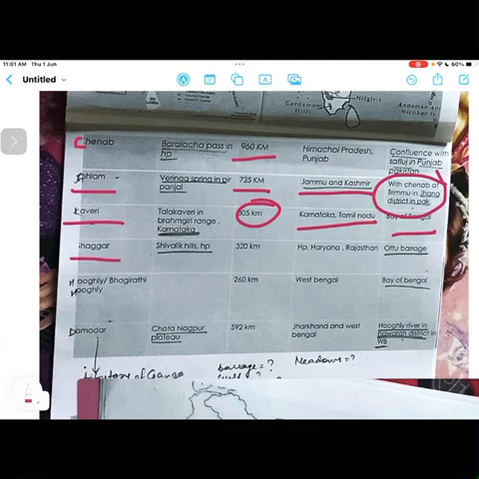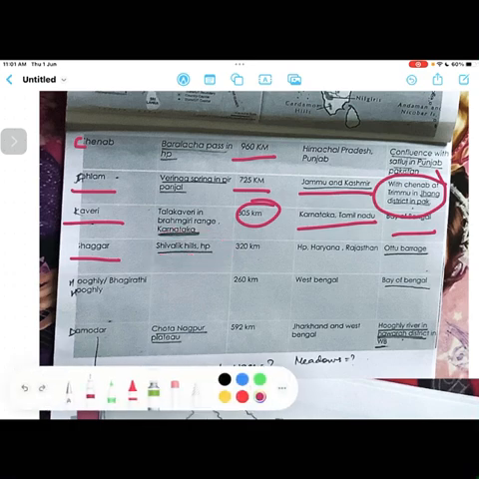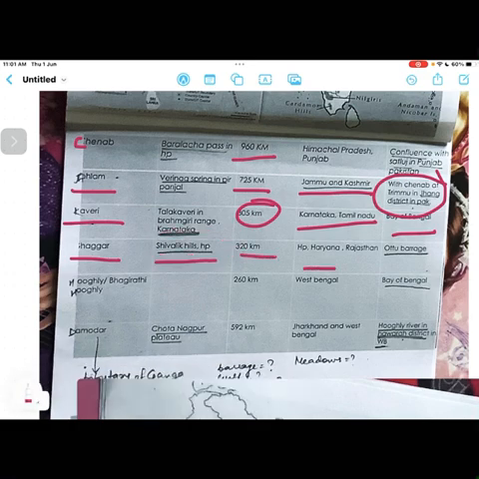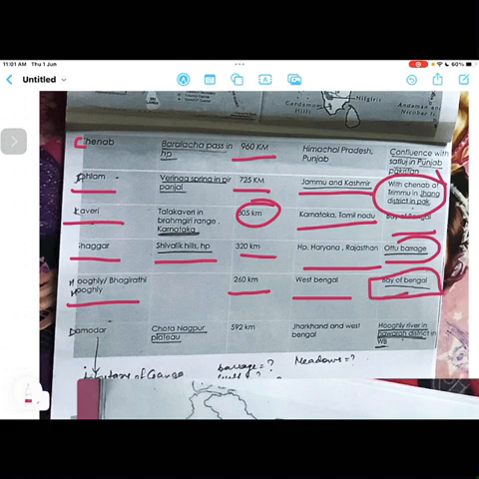Then is a Ghaggar river, which is originating from your Shivalik hills, Himachal Pradesh, and it is basically 320 kilometers in length, passing through Himachal Pradesh, Haryana and Rajasthan, and meeting at your Ottu barrage. Then is your Hooghly or your Bhagirathi river. So basically it is 260 kilometers in length, and it is a part of Ganga only. So the state that it crosses is your West Bengal, as I have already shown you in the map, and ending up in your Bay of Bengal.